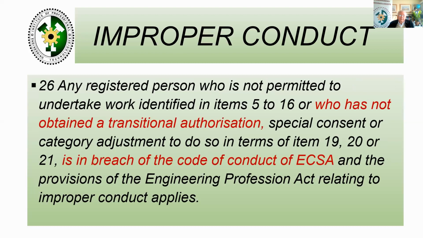Any registered person who is not permitted to undertake work identified in items 5 to 16, or who has not obtained a transitional authorization, special consent, or a category adjustment to do so in terms of item 19, 20, or 21, is in breach of the Code of Conduct of ECSA. Now, I hope you all have read the Code of Conduct and have a copy of that in your possession. And obviously the provisions of the Engineering Professions Act relating to improper conduct apply, which is the disciplinary action that ECSA can take against a professionally registered person.